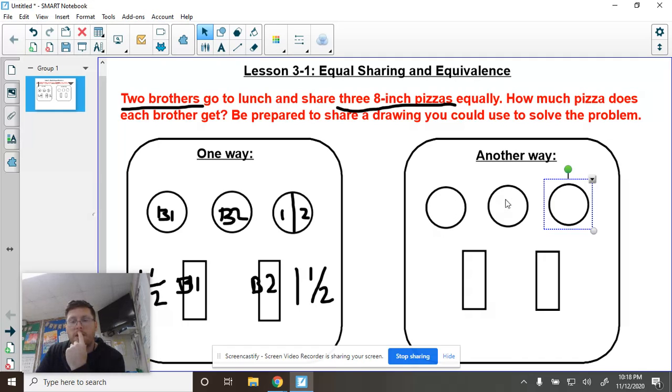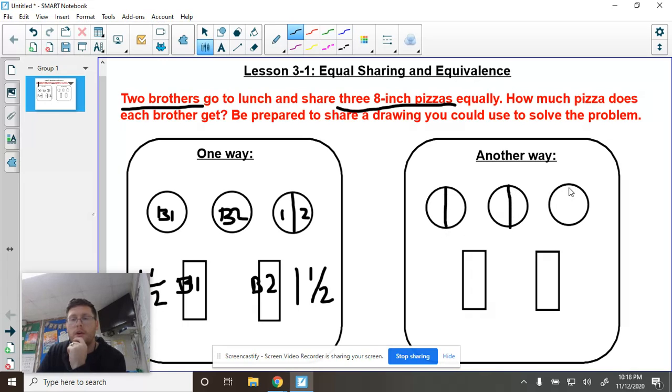Well, if I were to split these into half, into two pieces for each, let's see what happens. Take my marker and split all three of these into halves so that it's brother one, brother two, brother one, brother two, brother one, brother two. Okay, so I'm going to put a 1 here and a 2, a 1 here and a 2, and a 1 here and a 2. Now, I broke these circles into what? Well, I broke them into halves.